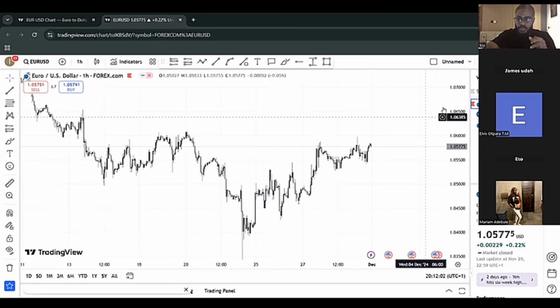So, can everyone see my screen, please? If you can see my screen, just drop a message in the chat box so that I can be rest assured that you guys can see my screen. Okay, yes, we can see. All right, good.